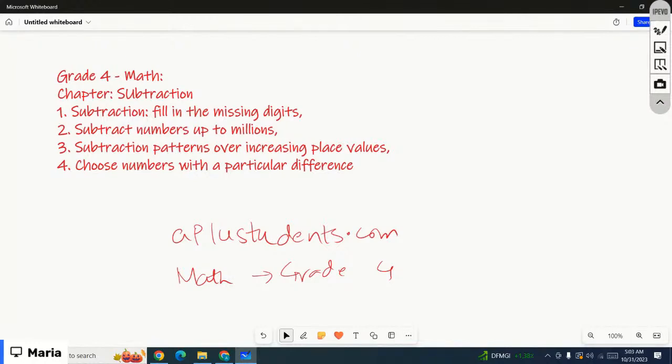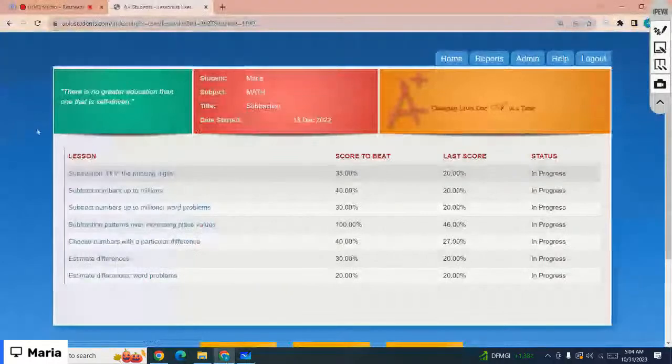We're going to start with the chapter subtraction. And the lessons we're going to cover today are subtraction, fill in the missing digits, subtract numbers up to millions, subtraction patterns over increasing place values, choose numbers with a particular difference. So let's just start with the chapter subtraction. So basically subtraction means taking away a specific number from the other number, right?